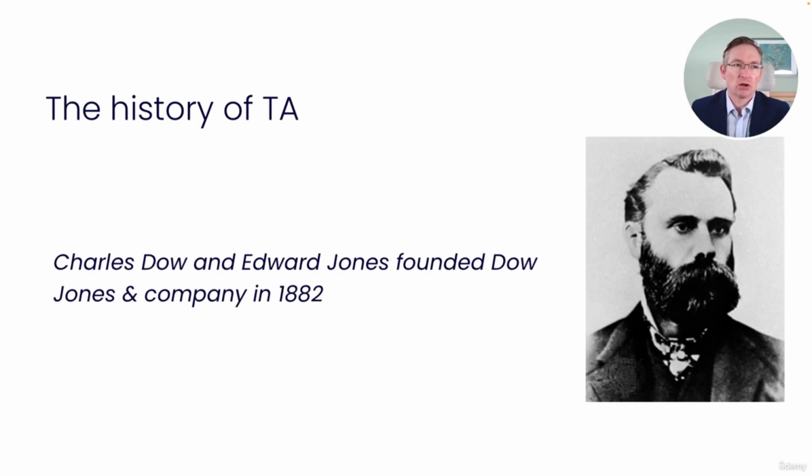Now, lots of technical analysis around today can be traced back to the work of this man, Charles Dow. He is one of the founders of Dow Jones and Company and the original editor of the Wall Street Journal. And in 1884, Dow published the first version of a stock market average based on the closing prices of 11 companies. Now, 9 of these companies were railroads and 2 were industrial firms.